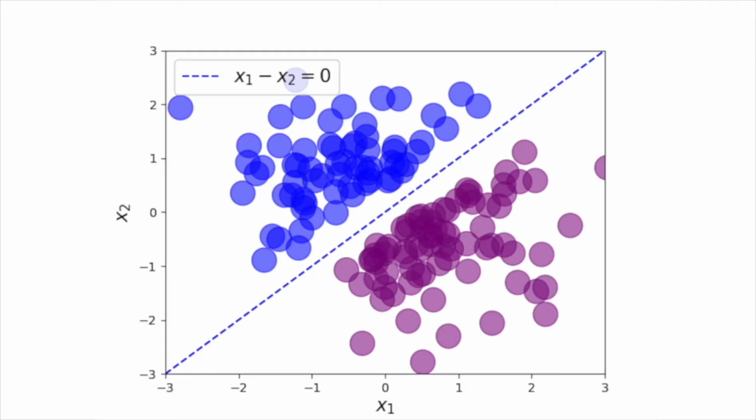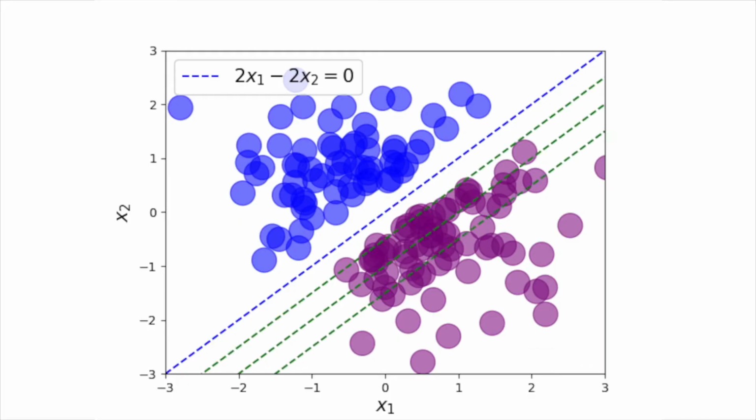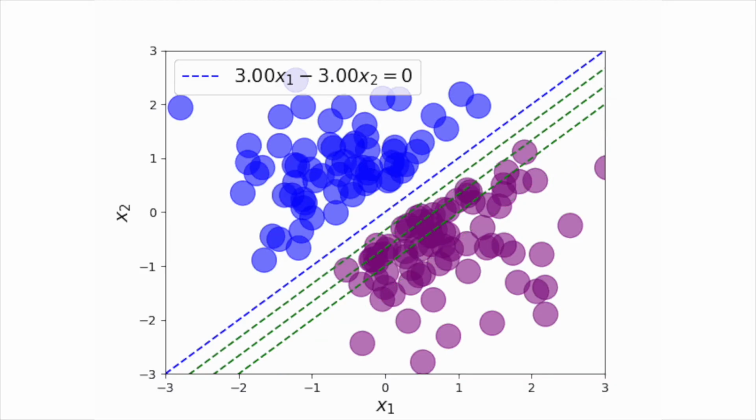When the threshold is x1 minus x2, here are the lines where the results are 1, 2, and 3. When the threshold is 2 times x1 minus 2 times x2, these are now the lines where the results are 1, 2, and 3. As we increase the parameters, points closer to the threshold get bigger and bigger results.